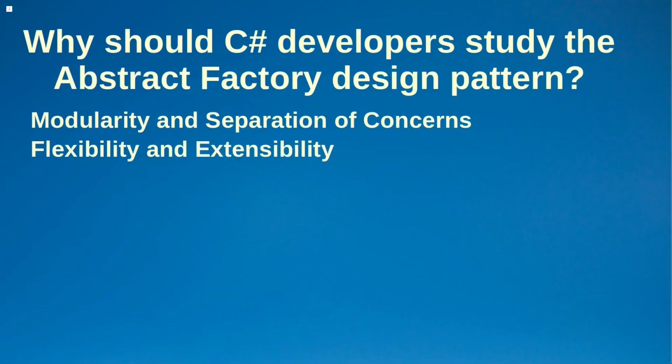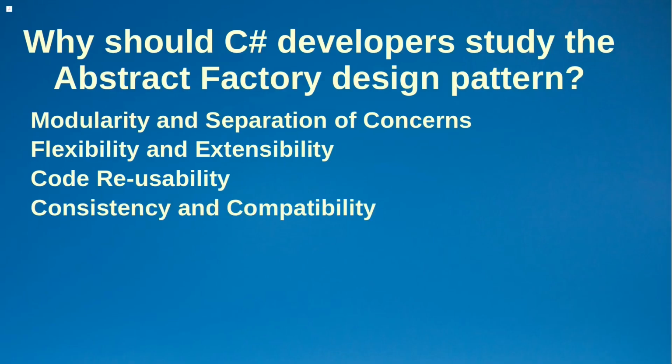Flexibility and extensibility. By relying on the abstract interface for object creation, the pattern allows you to introduce new families of objects without modifying existing code. This makes your application more adaptable to future changes and new requirements. Code reusability. Abstract factory promotes code reuse by promoting a common interface for creating related objects. This reusability can lead to more efficient development and less duplication of code.